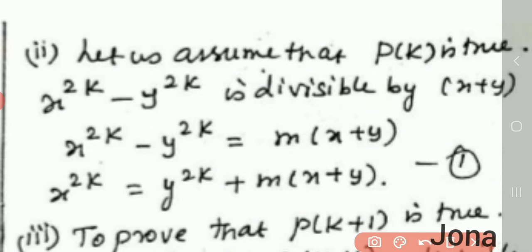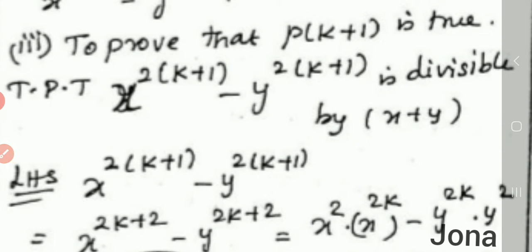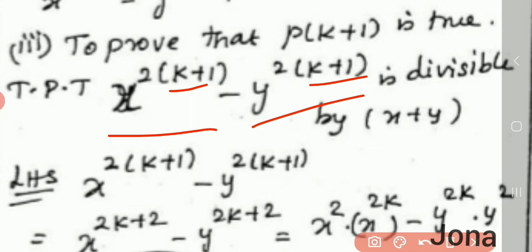Now I want to prove if P of k is true, then P of k plus 1 is also true. So in the place of k I want to substitute k plus 1. So here instead of this k we have to substitute k plus 1. Even here also instead of k put k plus 1. So that we have to prove x power 2 of k plus 1 minus y power 2 of k plus 1 is divisible by this x plus y.